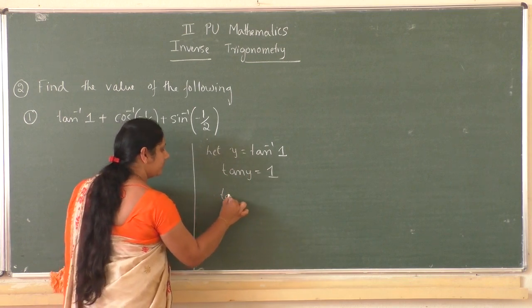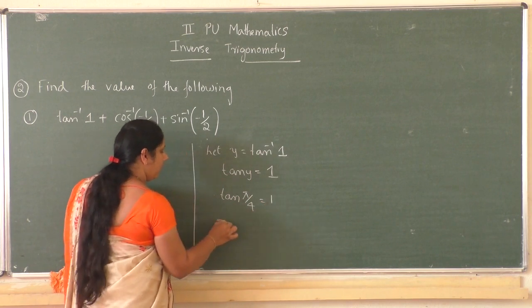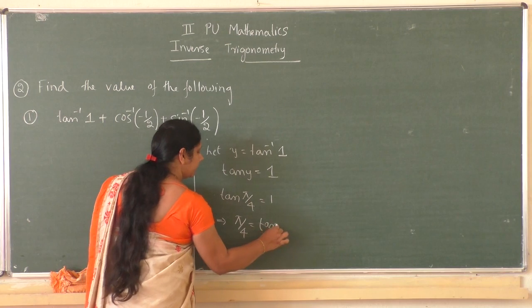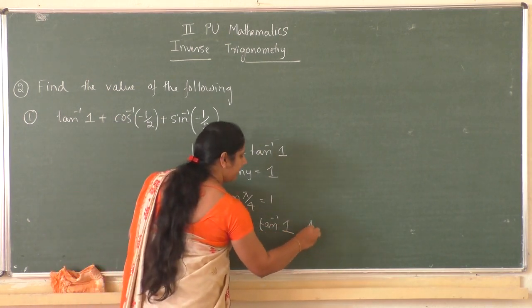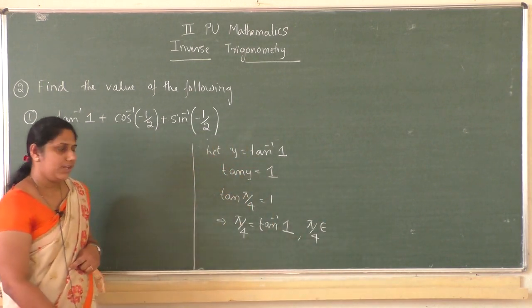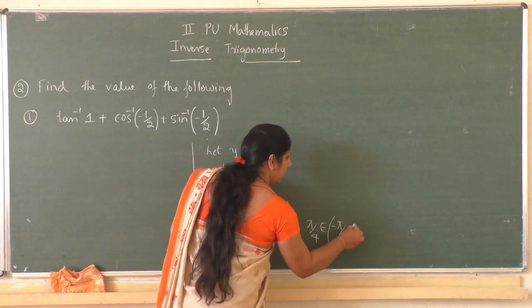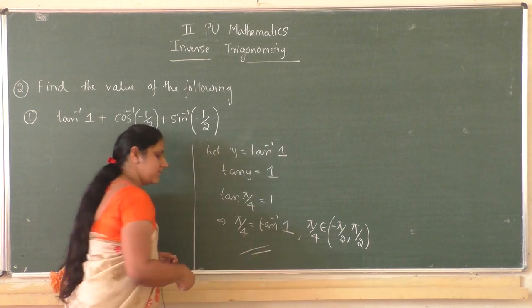Therefore tan pi by 4 equal to 1, or it can be written as pi by 4 equal to tan inverse 1. See here, this pi by 4 belongs to the range of tan inverse. What is the range of tan inverse? It is the open interval minus pi by 2 to pi by 2. So this is the principal value.